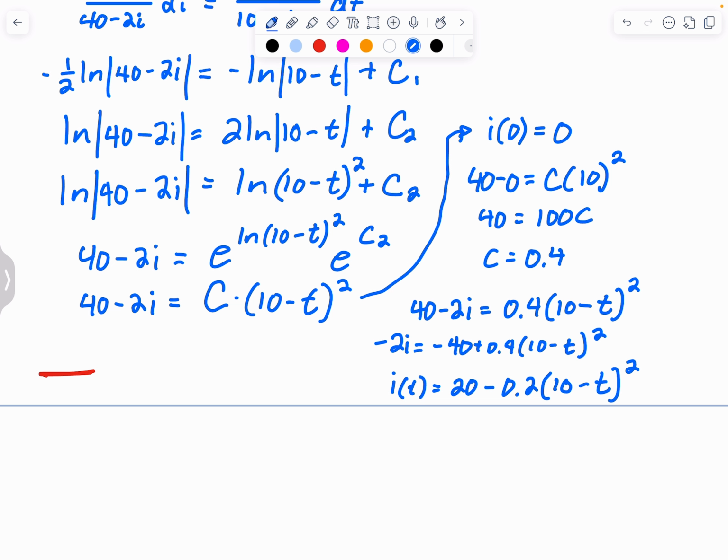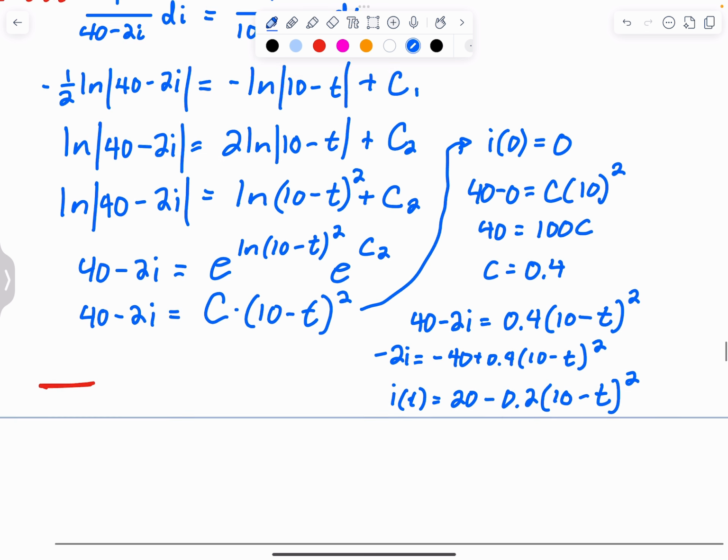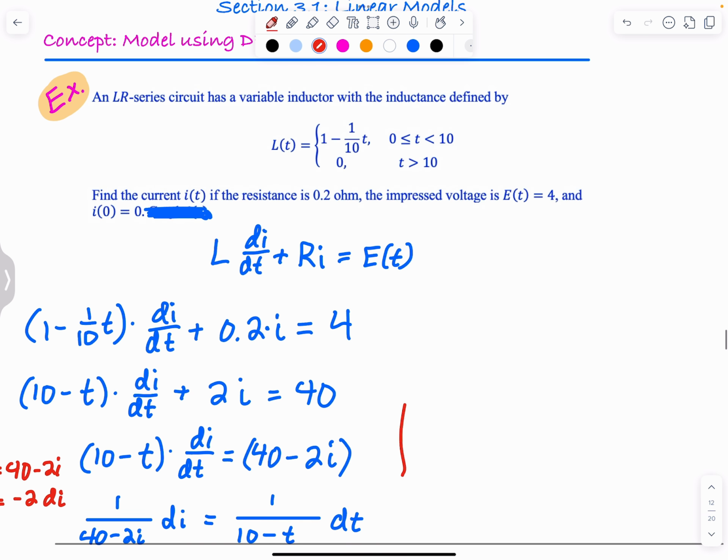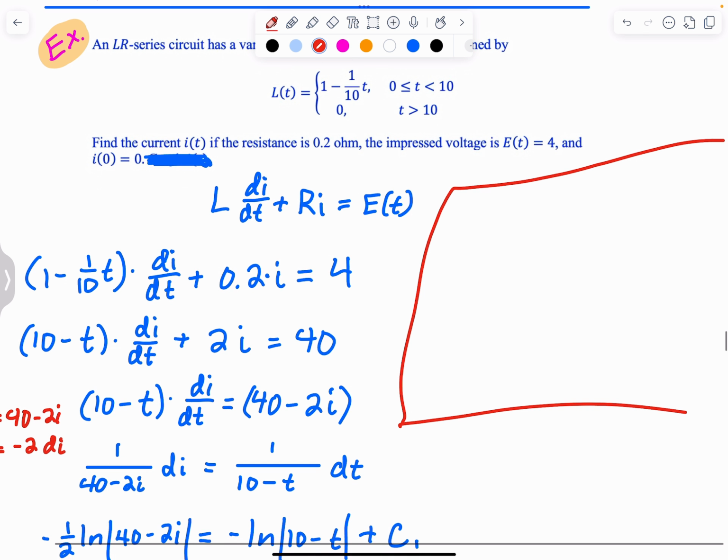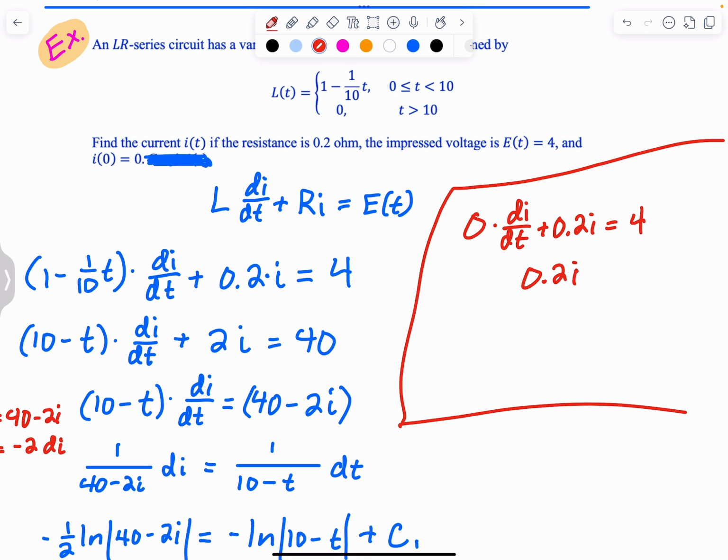This changes when it is above 10, because what would happen if we were to go back up, and we're going to just do a little bit off to the side here to get our other part. They said L of t was 0. So this would result in 0 times di/dt plus 0.2i equals 4. That results in 0.2i equals 4, which means I of t in that case, that's a 1/5, so it's 20. I believe, that's just a 1/5. Yeah, so I of t is 20.